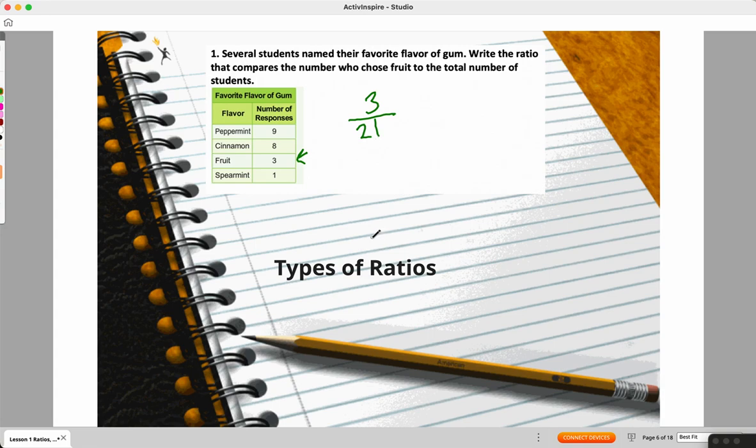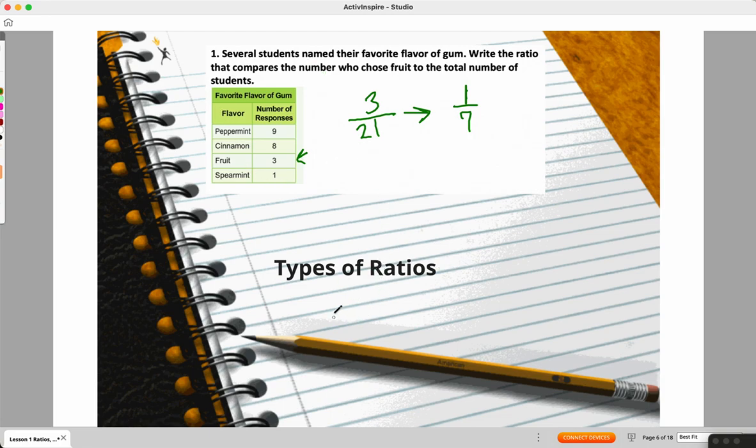That's my ratio. Now, because it can be written as a fraction, it all has to follow the fraction rules. If it can be simplified, it must be. So you'd say 1 in 7. So 1 in every 7 students should like fruit gum according to this survey.